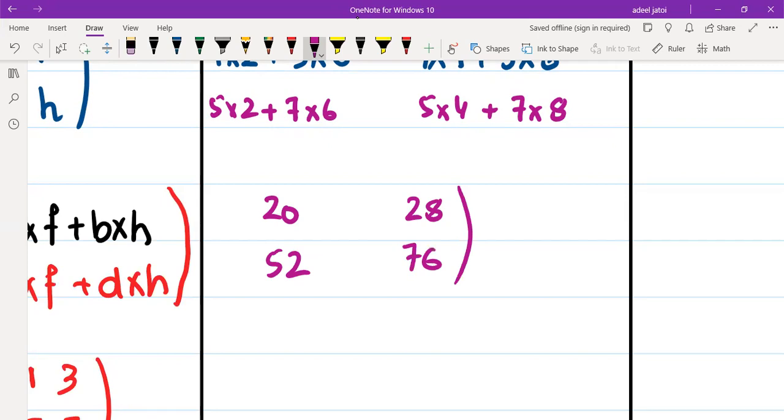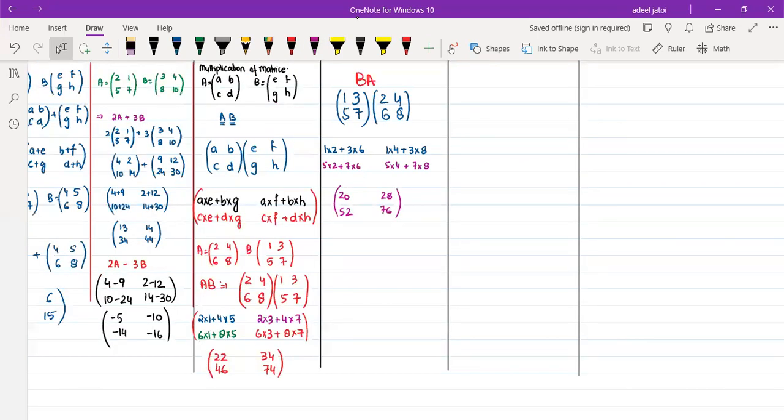If you see the answer of AB, the answer for AB was 22, 74, 46, and 74. But using the same matrices A and B, you saw that when we multiplied BA, the answer is different. So every time the question gives us AB, and then again gives us BA, we will have the answer, but the answers will be different because of the multiplication of row into column.